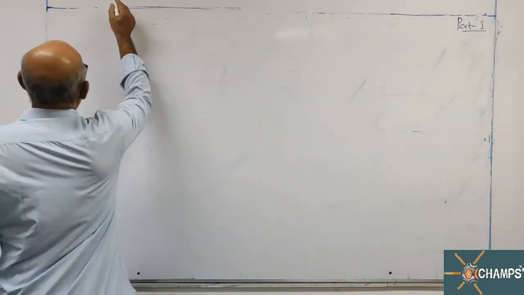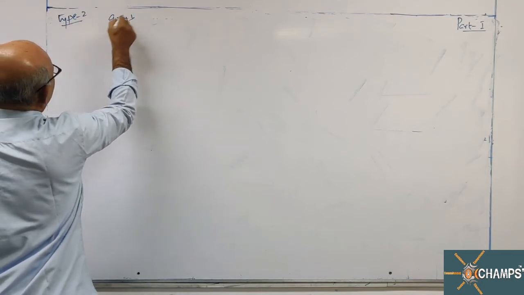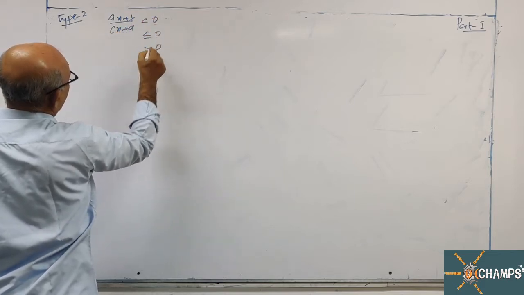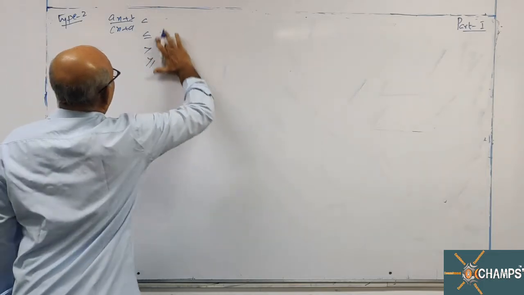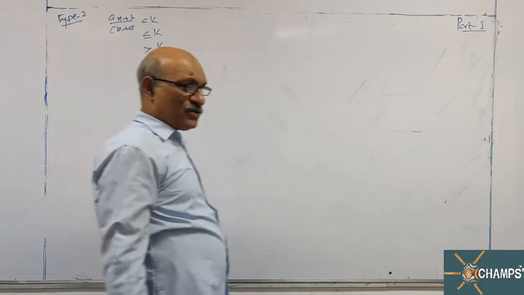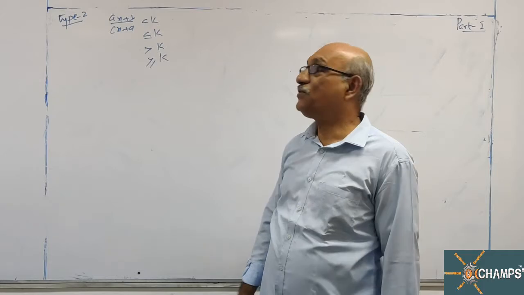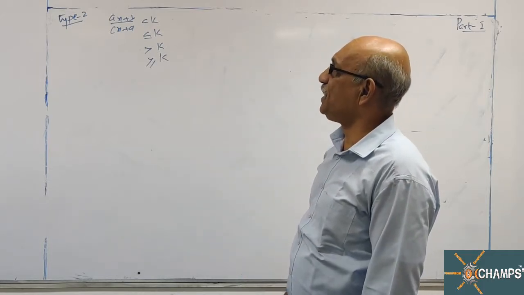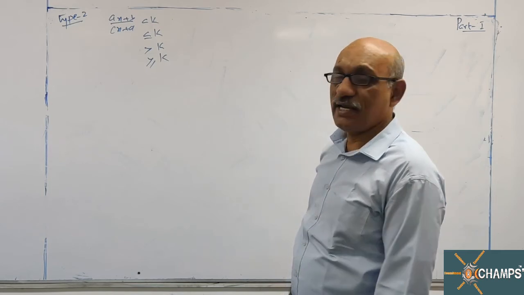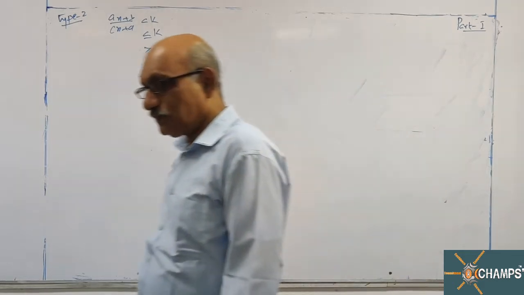When the given inequality is of the type ax plus b by cx plus d less than 0, less than or equal to 0, greater than 0, greater than or equal to a constant. Again I am repeating this point. The given inequality is of the type ax plus b by cx plus d less than k, less than or equal to k, greater than k, greater than or equal to k. When the given problem is of this type, how can we solve?